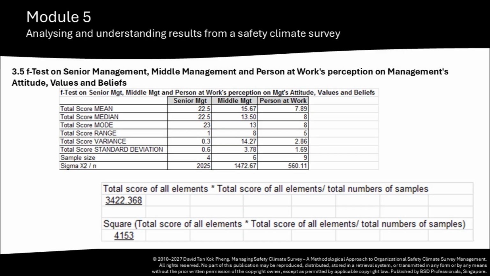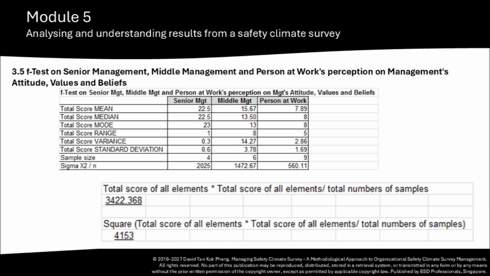were statistically significant. Based on the results obtained, the calculated F-value exceeded the critical F-value, and the significance level was found to be less than 0.05. Therefore, the null hypothesis that there are no differences in opinions among the respondent groups is rejected. The findings indicate that there are significant differences in opinions among senior management, middle management, and persons at work regarding management's attitudes, values, and beliefs.